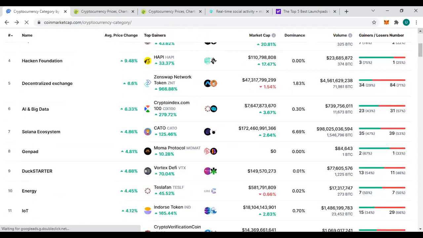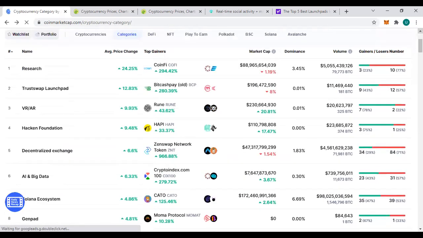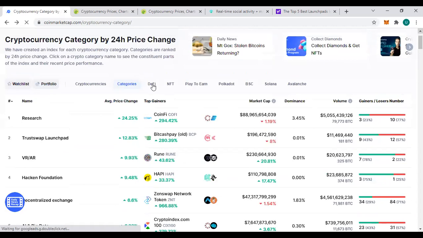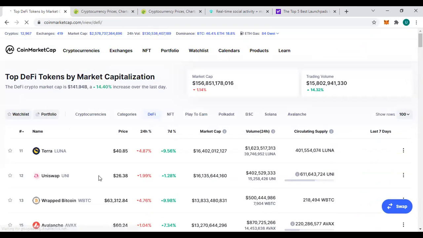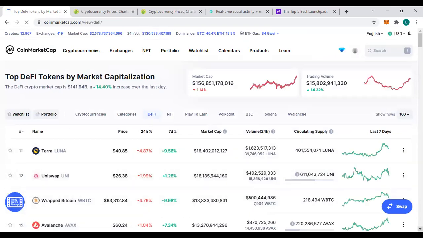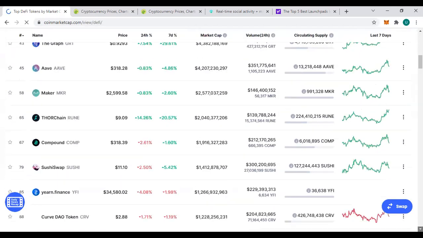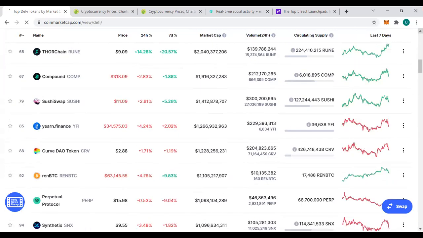Then we are going to go to another headline: DeFi. As I told you, DeFi is decentralized finance. If you're looking for coins under decentralized finance, these are them. You look at all of them here. They are arranged.